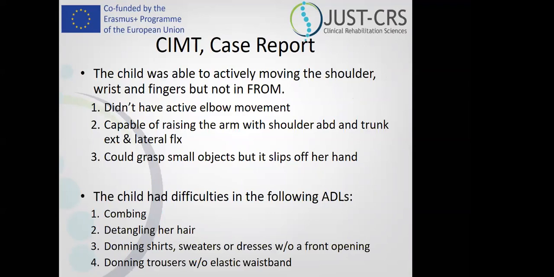The child was able to actively move the shoulder, wrist, and fingers, but not in full range of motion. For example, she did not have active elbow movement. She was capable of raising the arm with shoulder abduction and trunk extension and lateral flexion. She could grasp small objects, but they slipped off her hand. She had difficulties in the following activities of daily living: combing her hair, detangling her hair, donning shirts, sweaters, or even dresses without a front opening, and donning trousers without an elastic waistband.